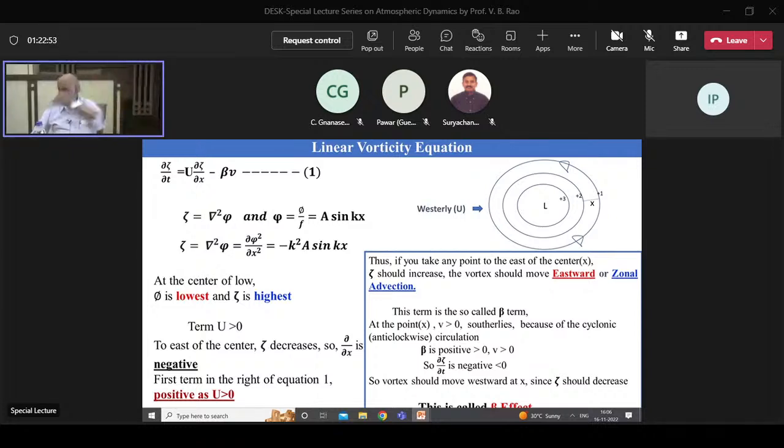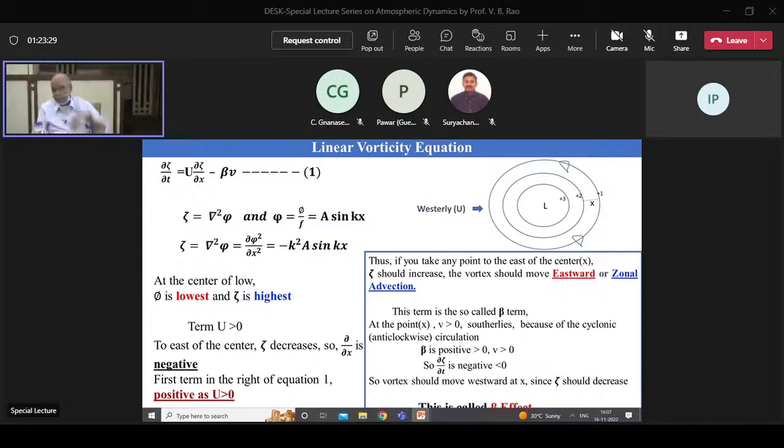I prepared this slide to convince you people. So now the term u is greater than zero. To the east of the center, zeta decreases, because it's maximum at the center. To the east, it decreases. Anyway, you all have this? You all got this?